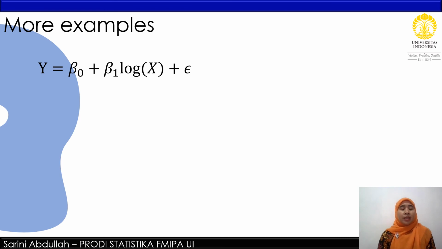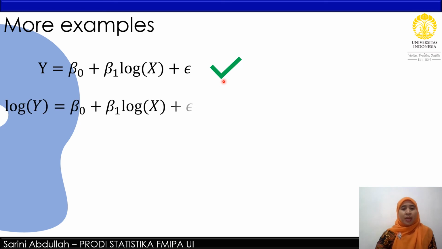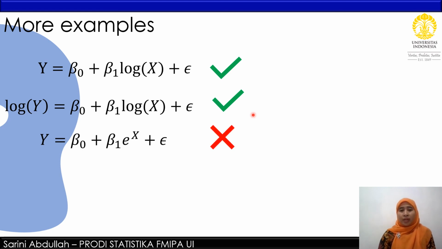Now let's see some more examples. Here, is it a linear model? With the same argument as before, we can say that this is a linear model. It's the same with this example. Although we have the logarithm of y and the logarithm of x, using the same argument, we can say that this is a linear model. But with this one, we can say that this is not a linear model. It can be a good exercise for you to try to verify whether these three models are linear or not.